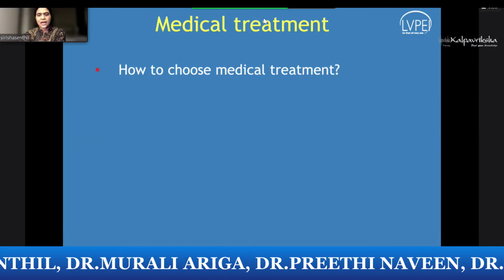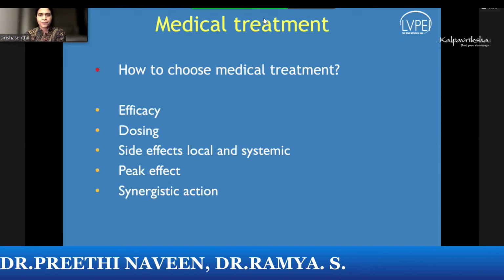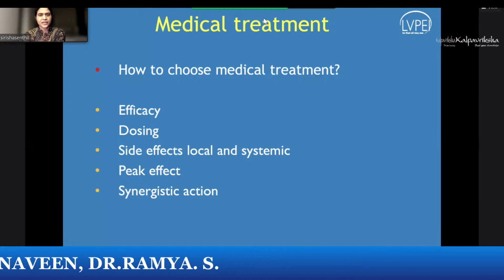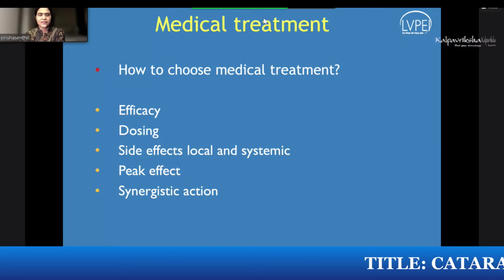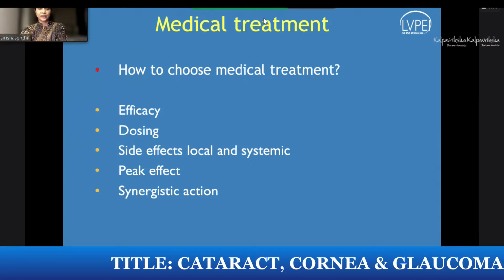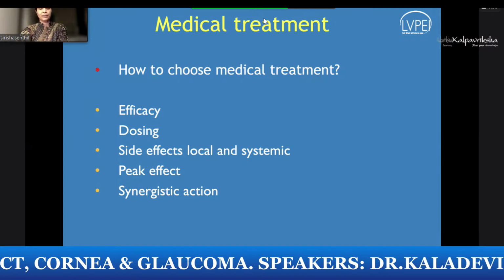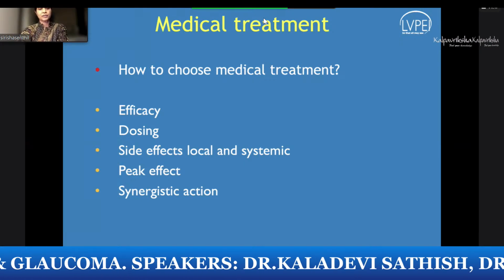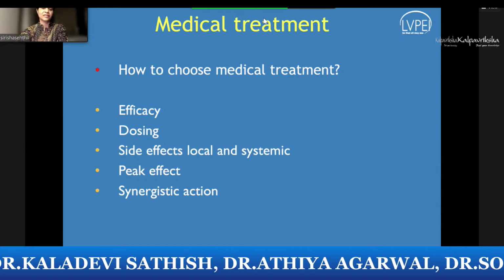So the commonly asked question is, once we decide on treating the patient, how do we choose a medical treatment? Look at the efficacy of the drug. What is the dosing of the drug that you're going to use? Look at the patient's systemic factors, whether there are any side effects or contraindications of the medications. Are there local contraindications for the medications? And does the patient actually have some other pathology where we would not be able to use those medications? And if you have to give a combination medication, whether they are going to be synergistic or not.